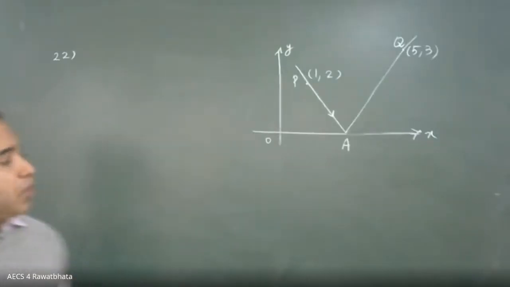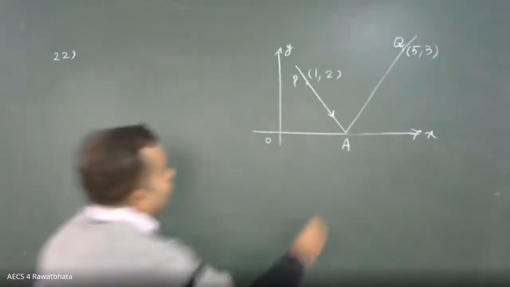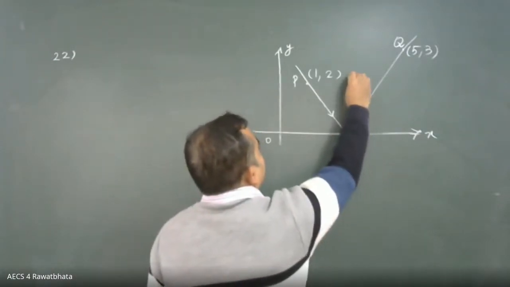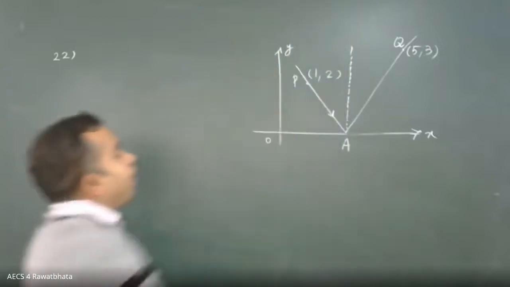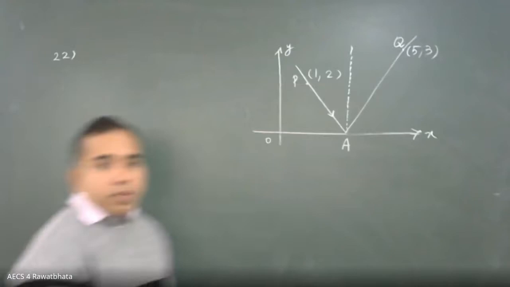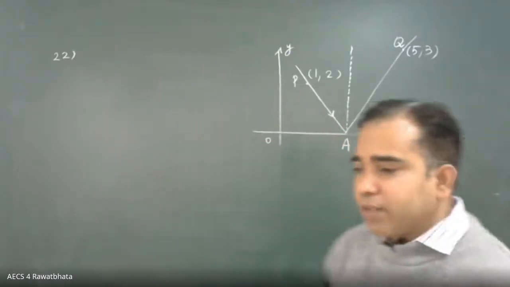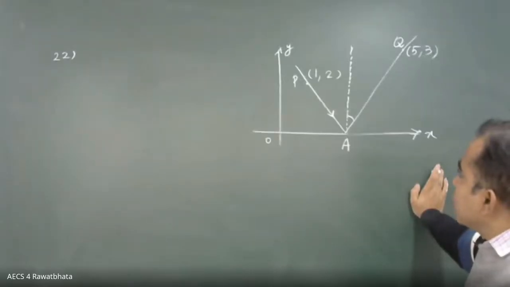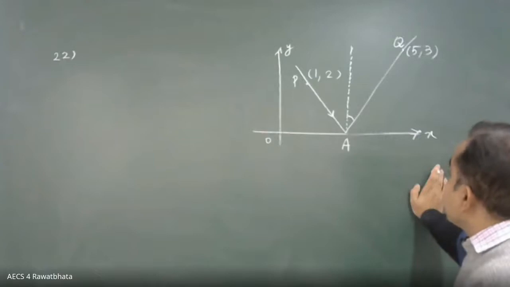So we can draw a perpendicular from A. We have drawn it. After that, the angle of incidence and the angle of reflection will be equal. Yes, sir. Incidence angle and the other one, the angle of reflection, both must be equal.